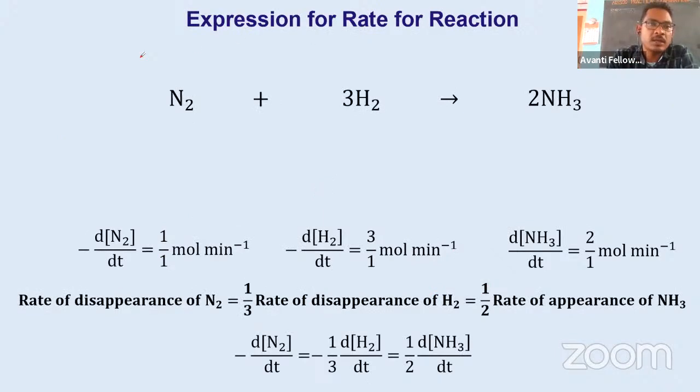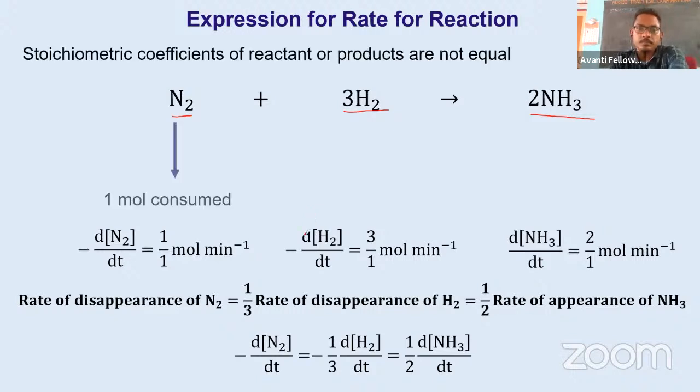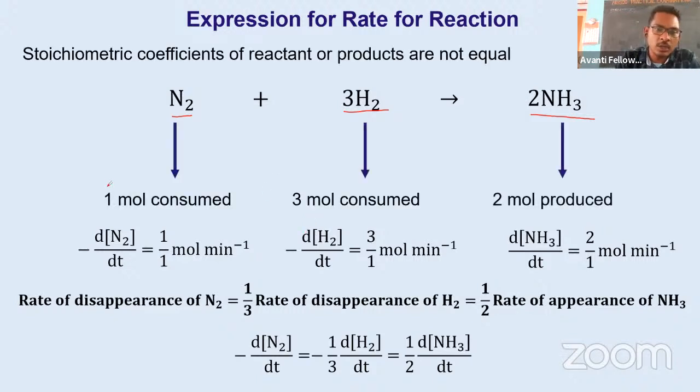So suppose we are given this example: nitrogen reacts with hydrogen and gives us ammonia. From here we can see the change of nitrogen with respect to time. This is a reactant, so we put a minus sign, that is 1 mole per minute. Because here it consumes 1 mole of nitrogen, it consumes 3 mole of hydrogen, and it gives us 2 mole of NH3.